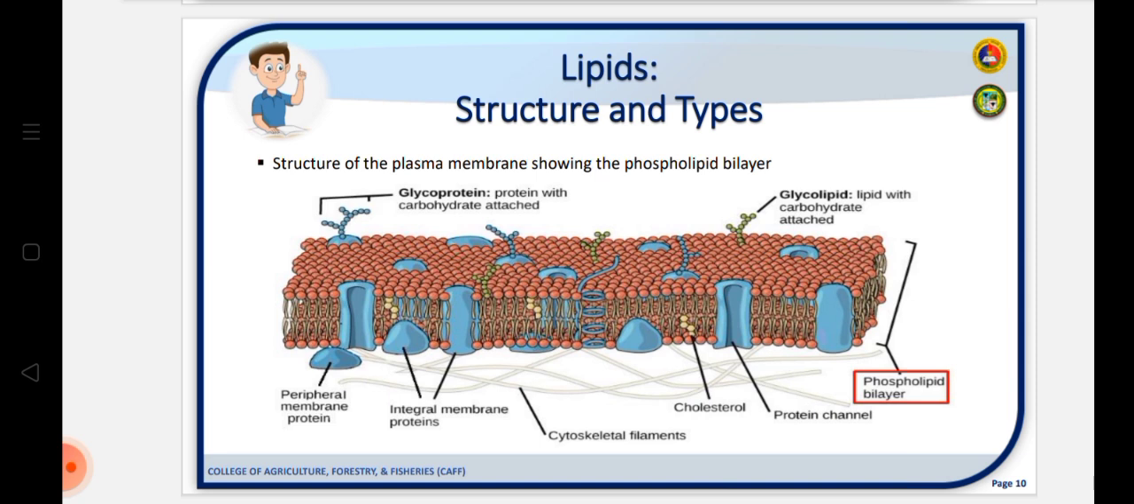Then we also have cholesterol. Cholesterol modulates membrane fluidity, especially under temperature stress. Protein channels allow selective movement of ions and molecules across the membrane. Okay, let's move on to the next slide.